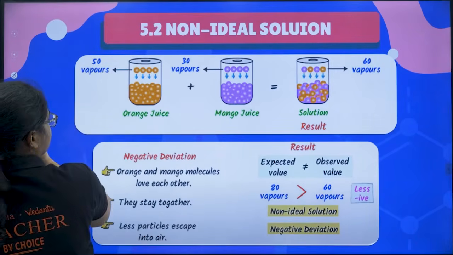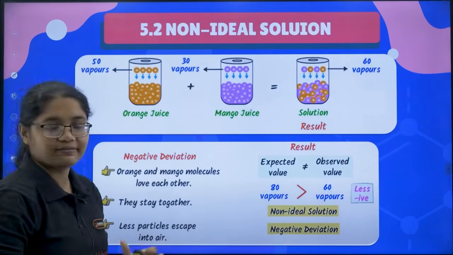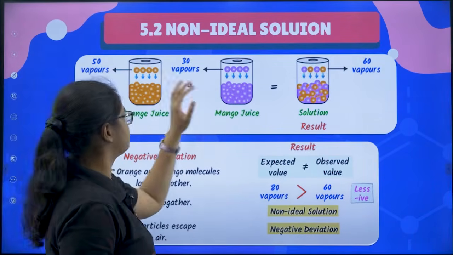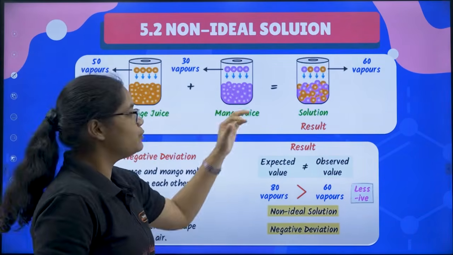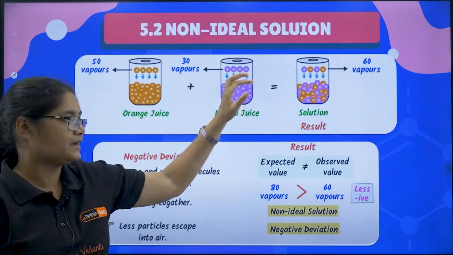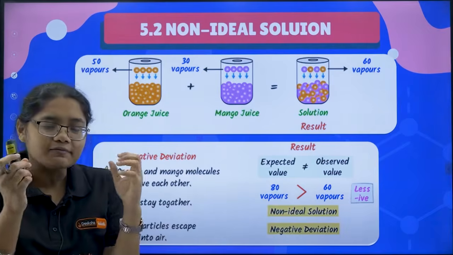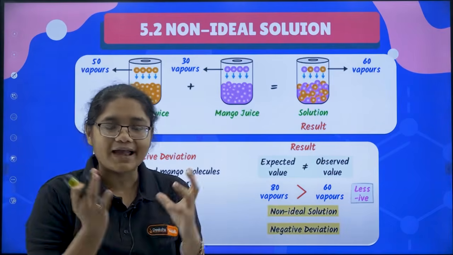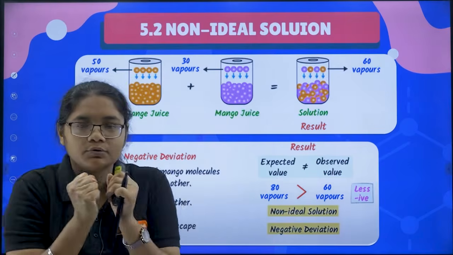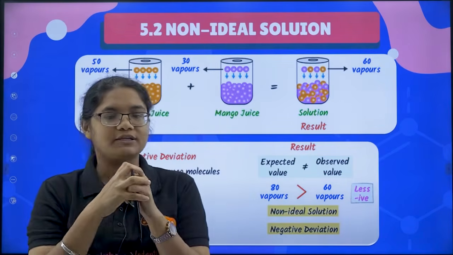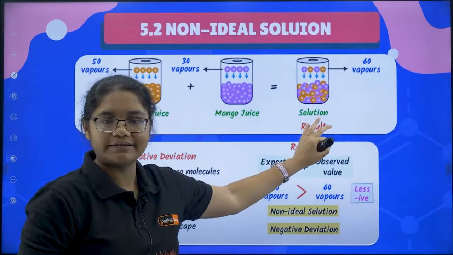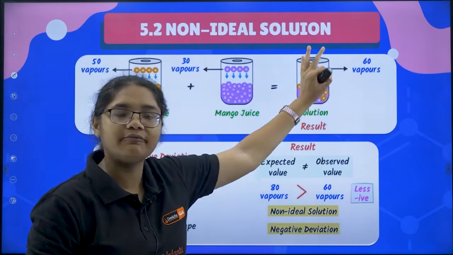Okay, just a minute. Now let's talk first about negative deviation. Suppose you have mixed orange juice and mango juice, and 50 plus 30, 80 should be there. We are getting only 60 vapors. Now what can be the reason here? Already 80 vapors were there, but they are very attractive towards each other. So what will happen? This mango juice and orange juice will come close to each other. Once they come very close, they will form liquid, right? So they will come back to the liquid state. So there will be only a few in the vapor state.